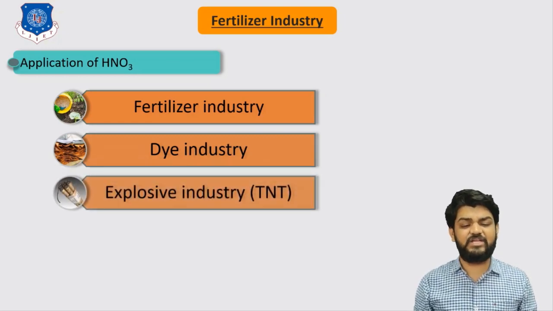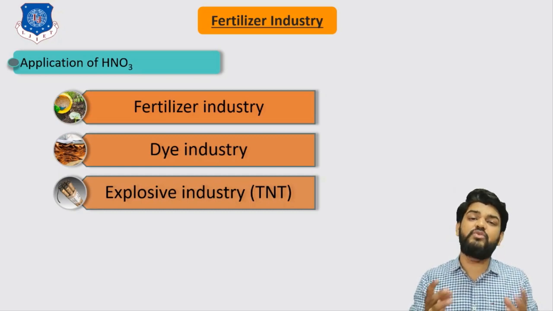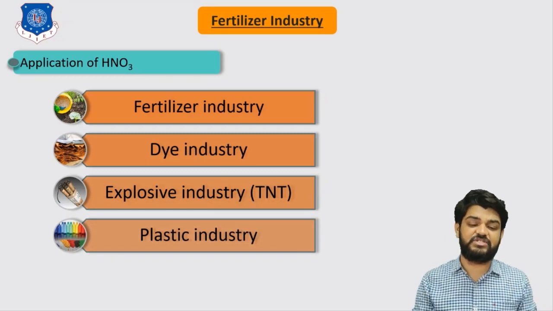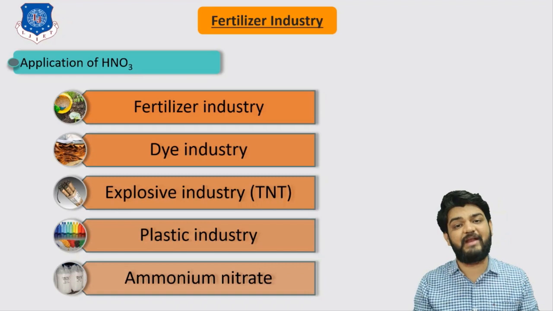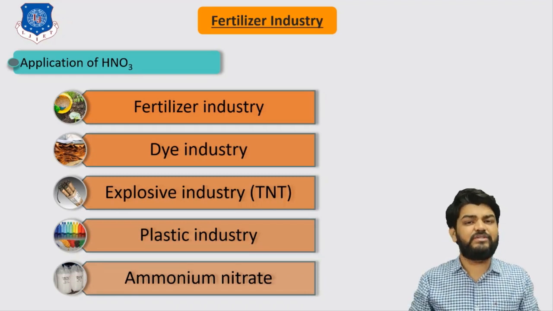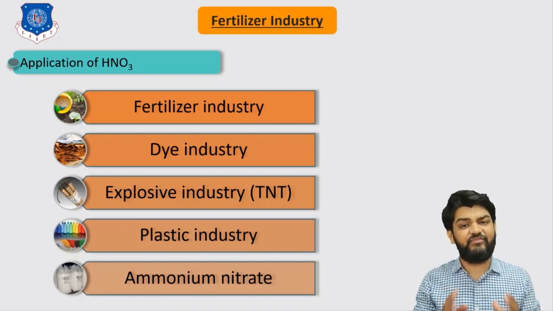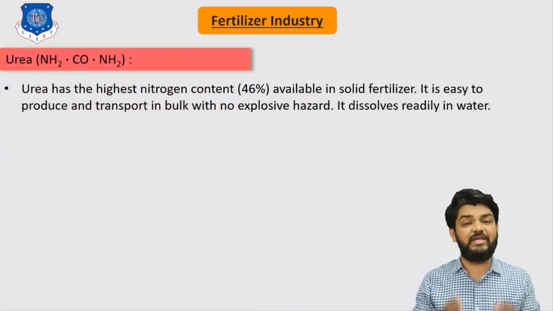Then the next application of HNO3 is in the explosive industry, particularly to produce TNT. Then the next application is in the plastic industry. And lastly, we use HNO3 to produce ammonium nitrate, which is again one type of fertilizer. So these are the different applications of nitric acid. Now, having said that, let's move to the next product in the segment of nitrogen.